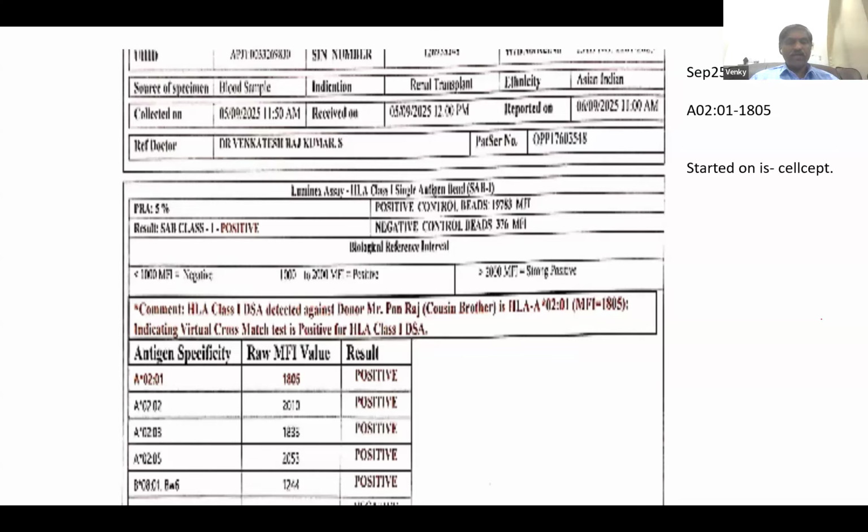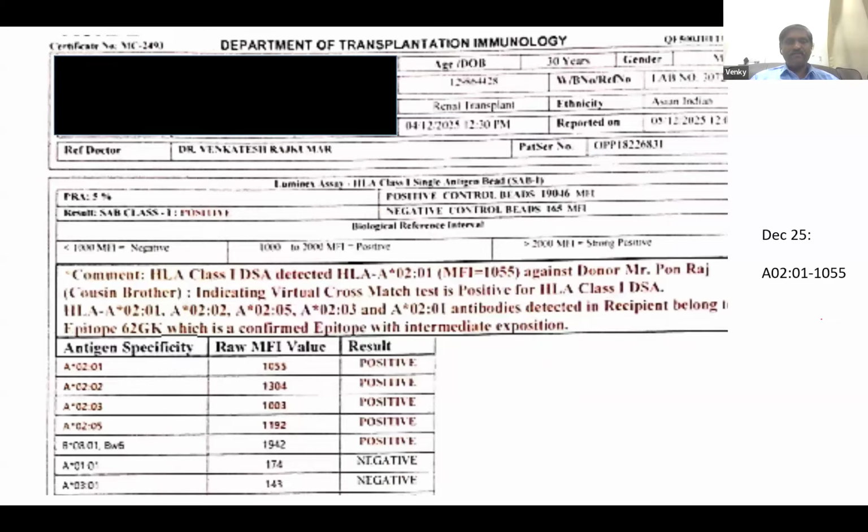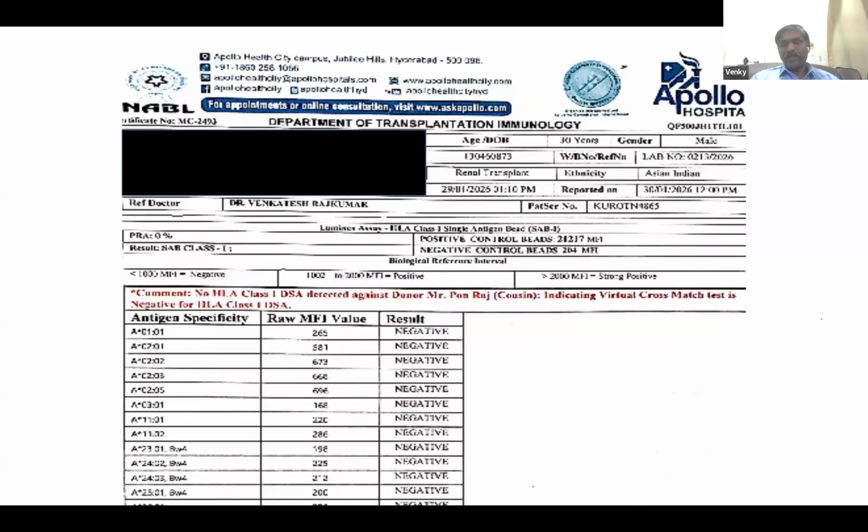So we started him on a low dose of immunosuppression. CellCept was started at that time, anticipating a decrease in the titers in the subsequent time period, so that the transplant can be proceeded. So this was in the month of September. In the month of December, there was a decrease in the DSA titers to 1,055, the A0201, but it was still positive. And there was a virtual cross-match report which was given to be positive against the donor. And luckily, in the month of January, after starting the CellCept around 3 or 4 months, the DSA titers became negative, and it reached 581, and there were no donor-specific antibodies.